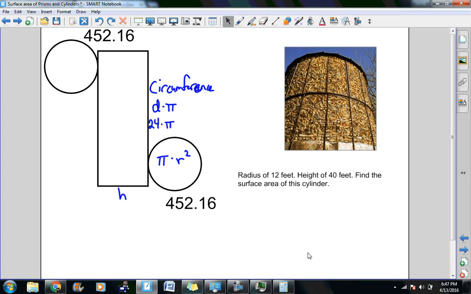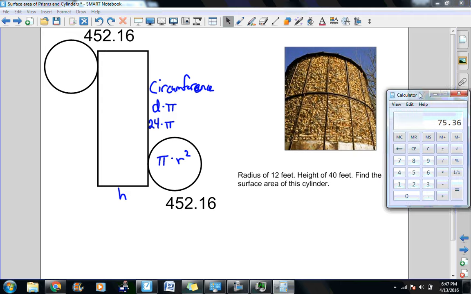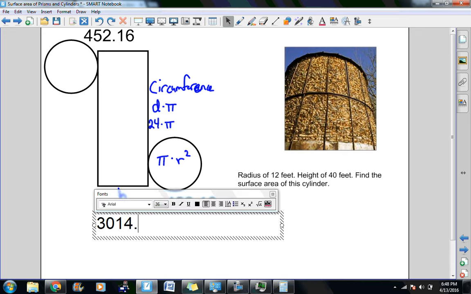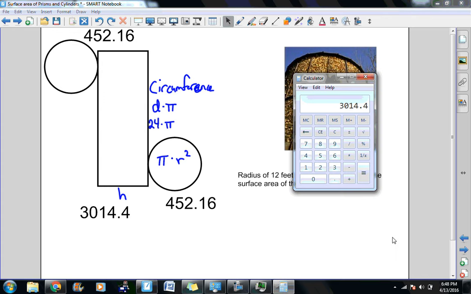But the rectangle in the middle will be 24 times pi. That will give us the length of the rectangle. And then the height of that rectangle would be 40. So I take this times 40. And that gives me 3,014.4. So now I'm going to add all 3 of these up, and that will give me my total surface area.